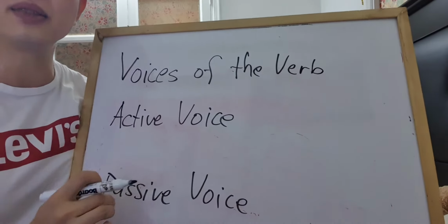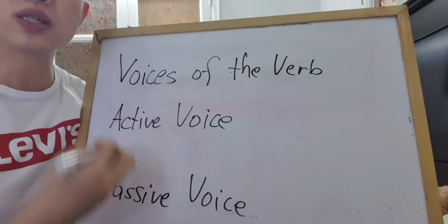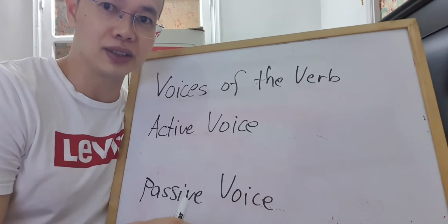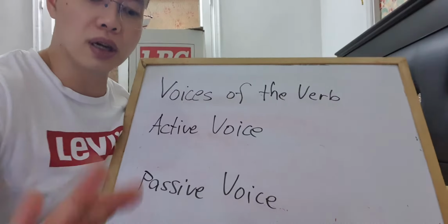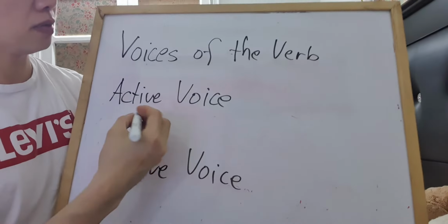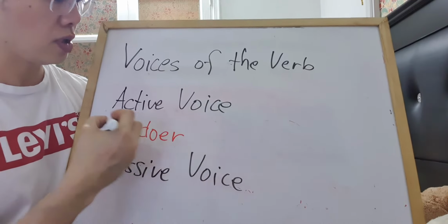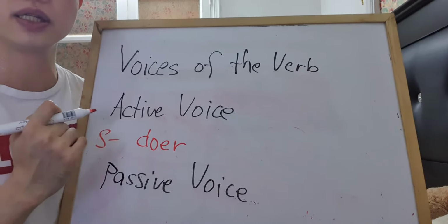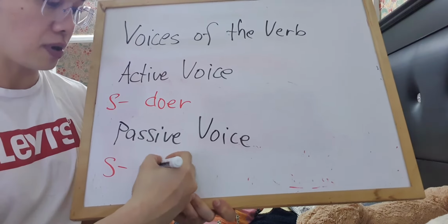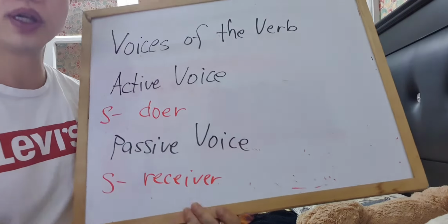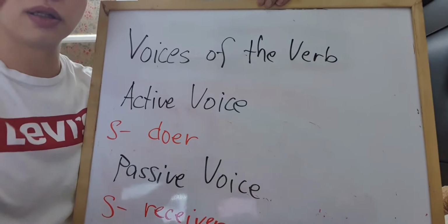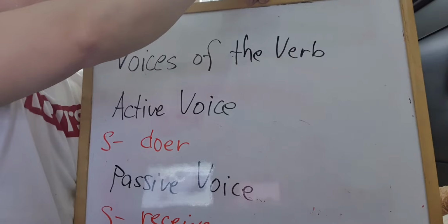Okay, so you have active voice and passive voice. Active voice is when your subject is the doer of your action, whereas in the passive voice, your subject is the receiver of your action.